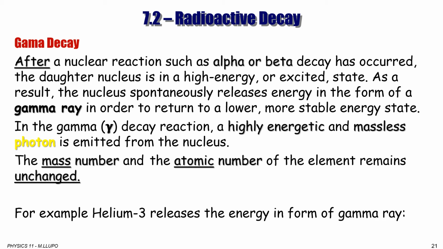For example, helium-3 releases that energy in the form of gamma ray. So helium emits the gamma ray energy, releases the extra energy, and the atomic mass or atomic number does not change. To indicate that an element is in a higher energy level, not in a stable energy level, you put an asterisk. And after emitting that extra energy, it is going to be at a stable energy level.